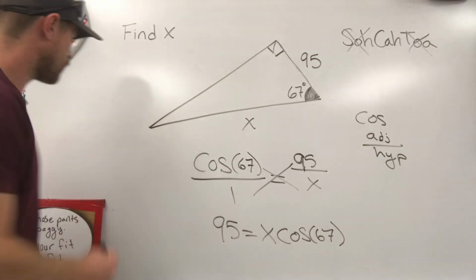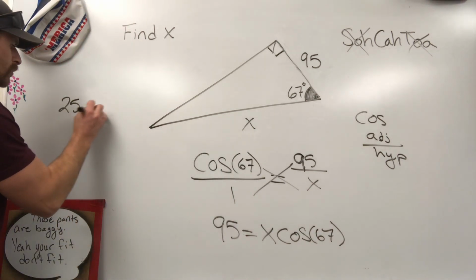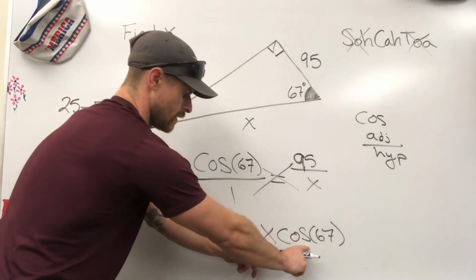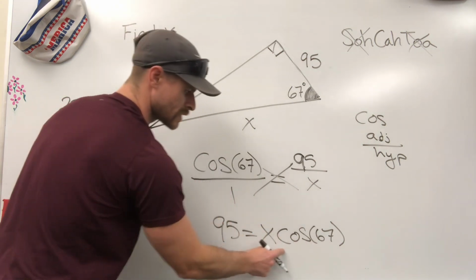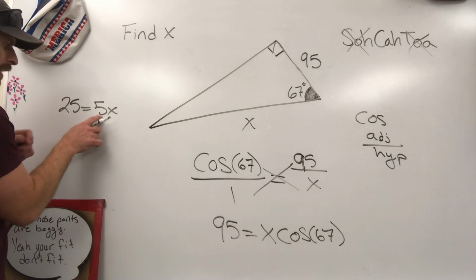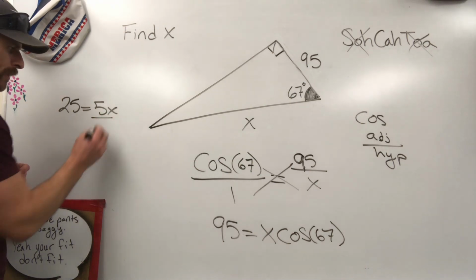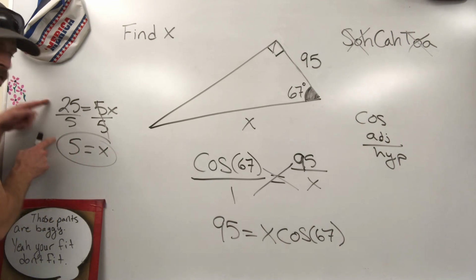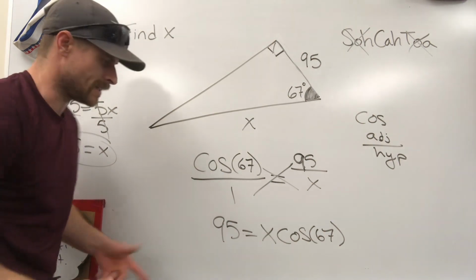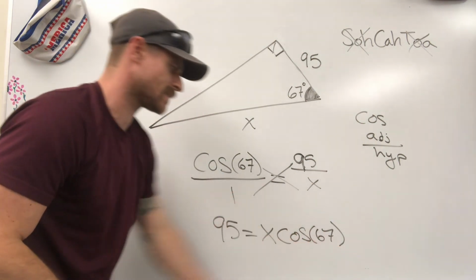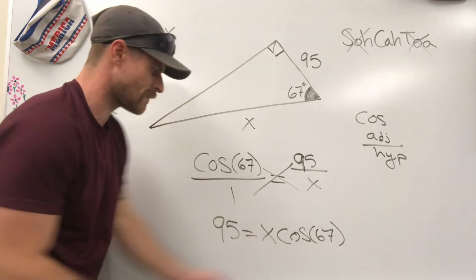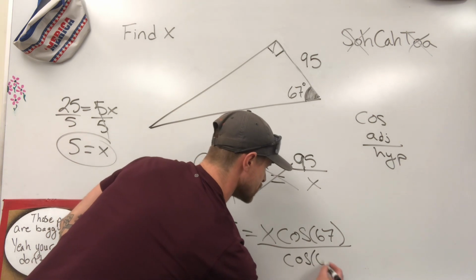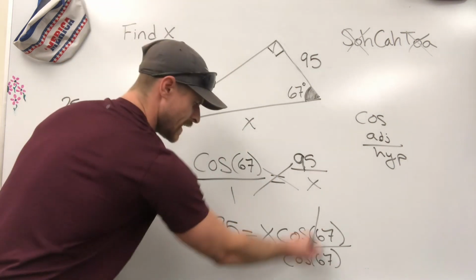Now, just like if I was dealing with a problem like this, 25 equals 5x, when two parts are being multiplied together like they are here, this is just x times whatever cosine 67 is. If I want to get rid of the 5, I just divide. I do the opposite of multiplication. Divide by 5, cancels, divide by 5. x equals 5. You've been doing problems like this for years. So now, same idea. x times cosine 67. If I want to get rid of cosine 67 and leave me just with an x, I just divide by cosine 67. Okay, that will cancel it out.